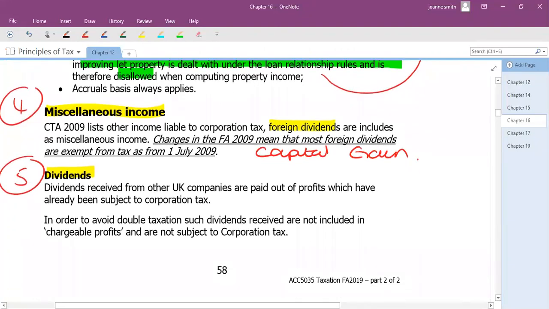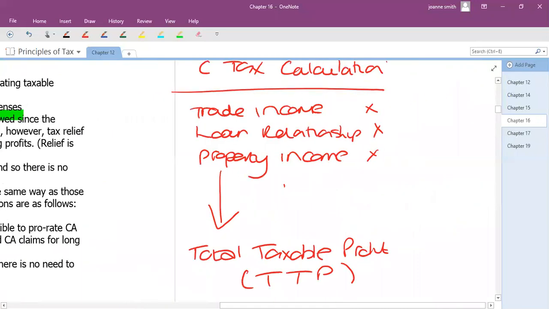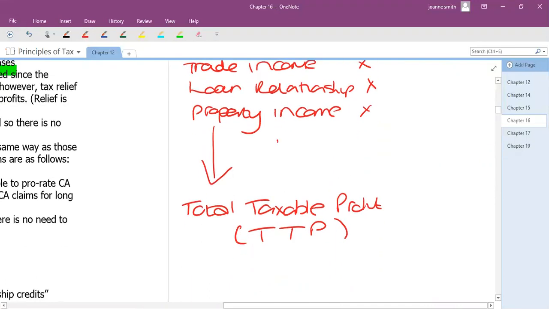And then finally, we've got dividends from UK companies. Now, if they're UK companies, they've already been taxed in terms of the profit was taxed before the dividend was distributed, because dividends are only paid out of post-tax profits. So to avoid double taxation, they are not subject to corporation tax. So if you see any UK dividends, they're exempt, right? So they wouldn't need to go into this list. So a foreign dividend might, if it says it's subject to taxation, but if you see a UK dividend, you'll ignore it. It's not taxable.